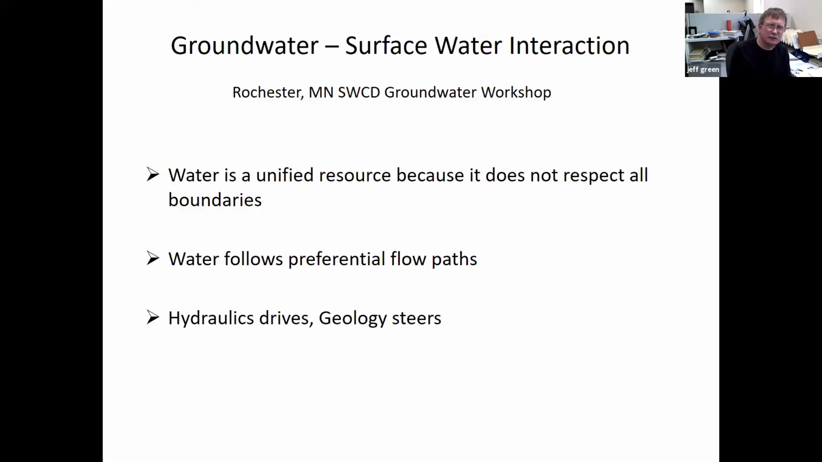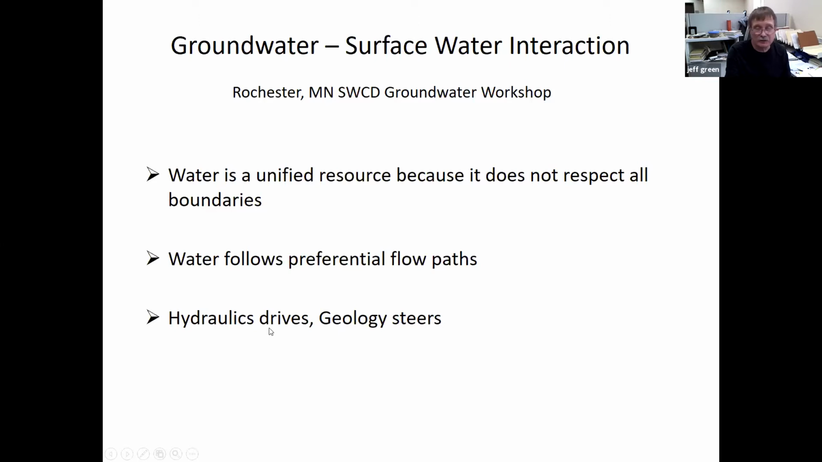And water is a unified resource. It doesn't respect boundaries. It follows preferential flow paths. The classic groundwater flow characterization talks about aquifers basically acting like saturated sands all the time, and that's not the case, particularly in bedrock. Actually, everywhere water will follow preferential flow paths because it follows the path of least resistance. That's what water does. And really, hydraulics drives the system.